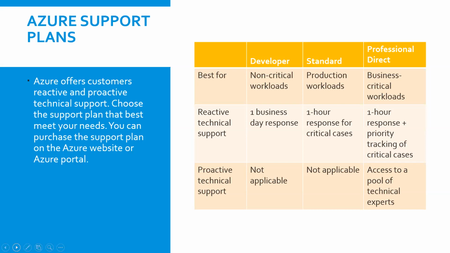If you have production workloads and critical workloads, and you need immediate assistance or support from Azure, then you pick standard or professional direct. The response time for a developer plan is 1 business day, for standard it is 1 hour for any critical cases or production issues. Professional direct also has 1 hour response, and priority in taking care of critical cases. Proactive technical support doesn't apply for developer and standard, and it gives you access to a full technical expert if you pick the professional direct plan.